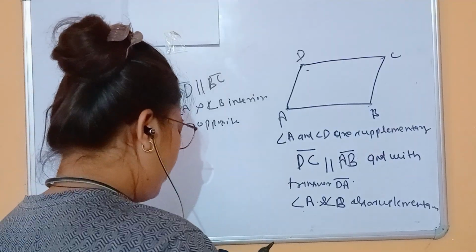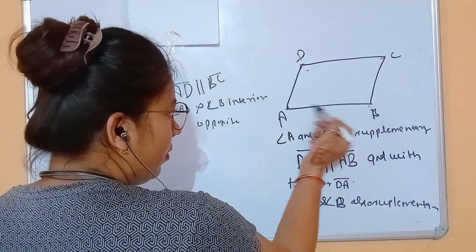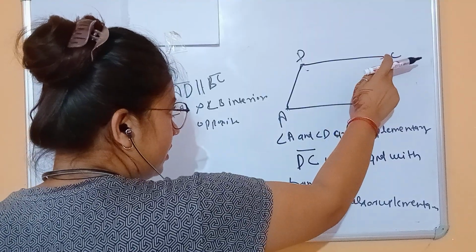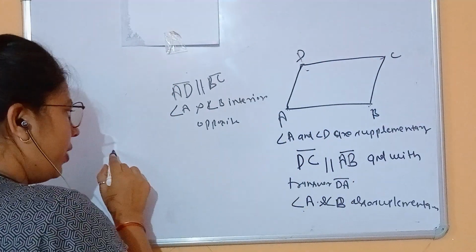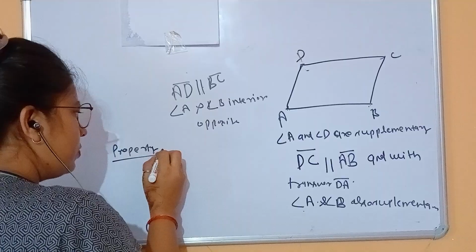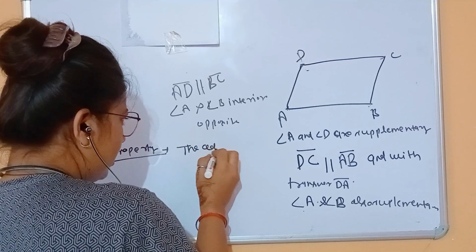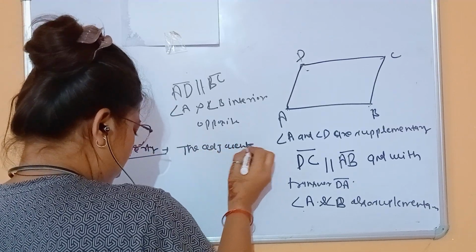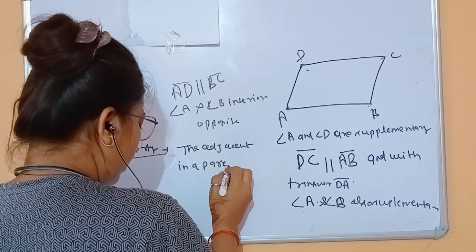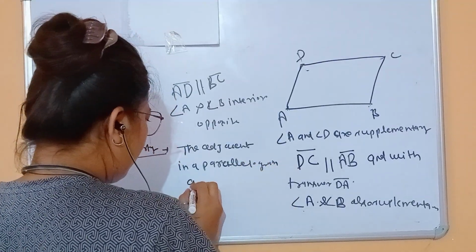So here the property is written: the adjacent angles in a parallelogram are supplementary. Like angle A is supplementary to B, angle B is supplementary to C, angle C is supplementary to D. So the property of parallelogram is written clearly: the adjacent angles in a parallelogram are supplementary. Understand?